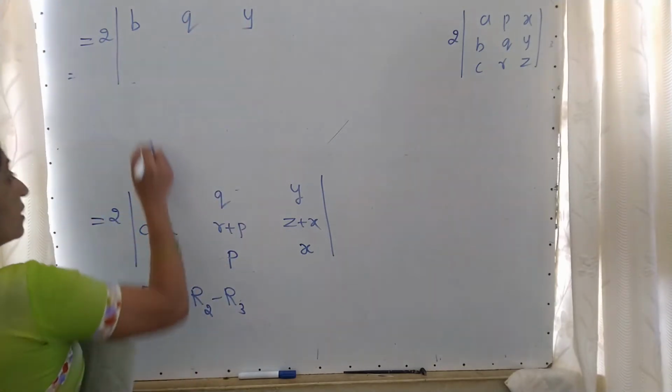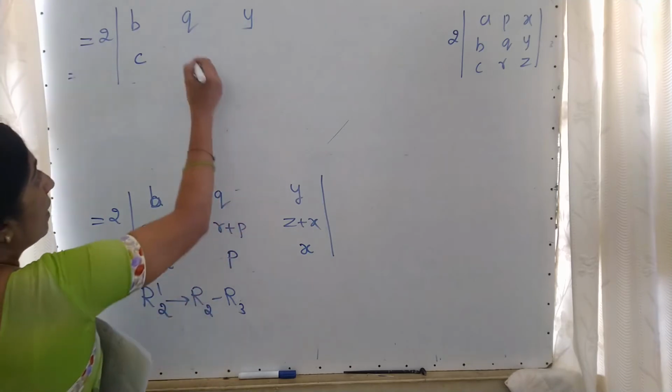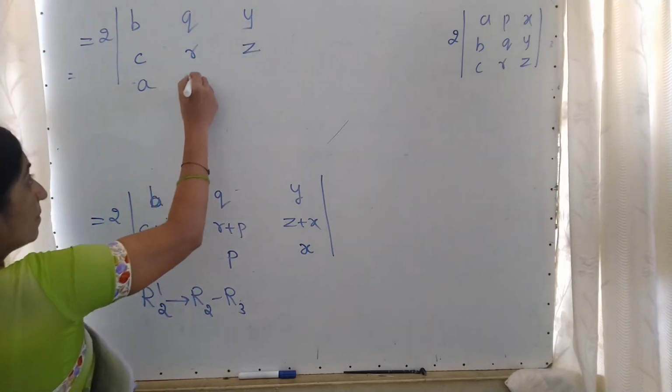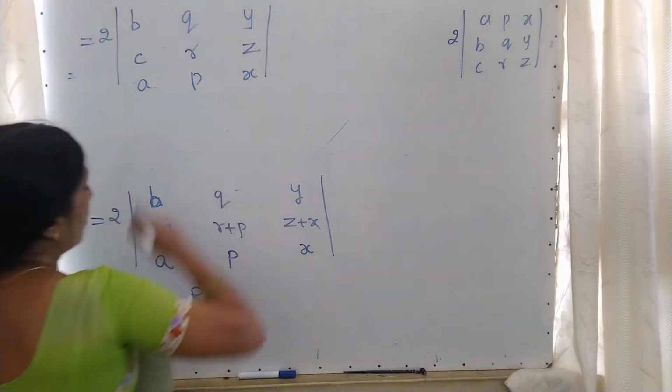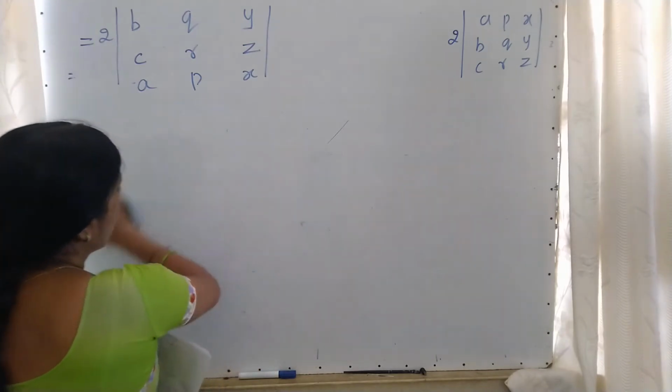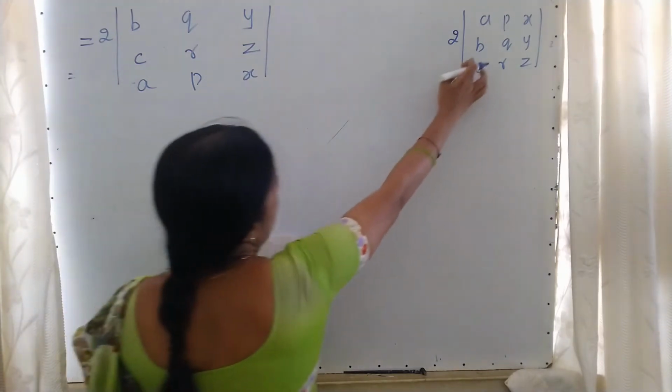R2 minus R3. See, A gets cancelled. Here R is remaining, here Z is remaining. Then A, P, X. Now all those terms are single expressions. Is it the required answer? We got single expressions, but this is not yet the required answer.